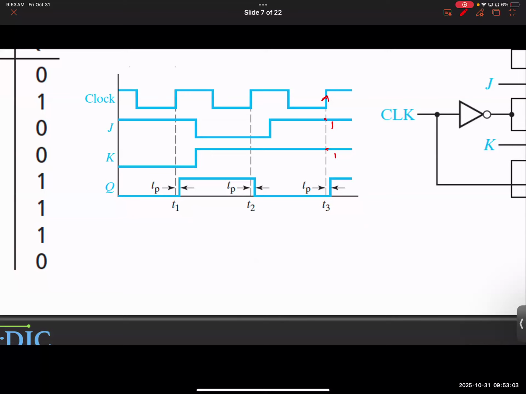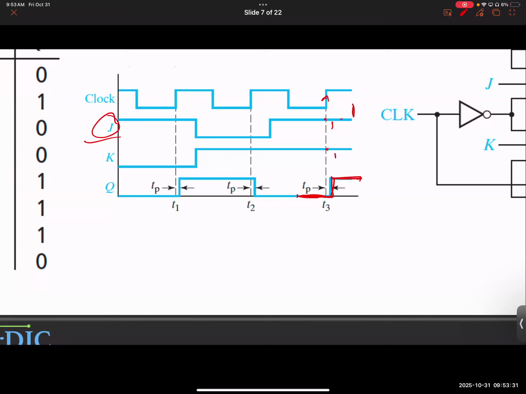You toggle. So you look at what your output was. Previously, my output was 0, so I'll just make it 1. Not because set is telling me to make it 1, because reset is also telling you to make it 0. But you just toggle. Whatever your output was, just change it. If your output was 1, you would change it to 0. Does that make sense? This is just simple toggling.